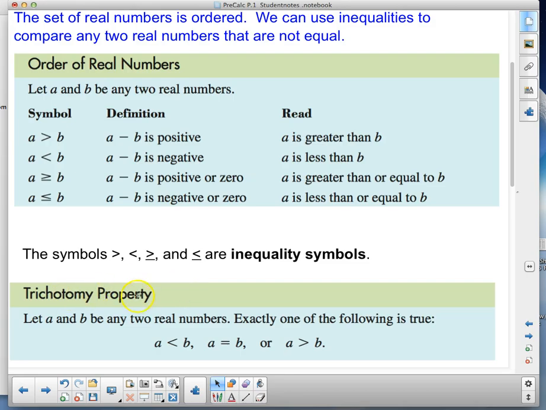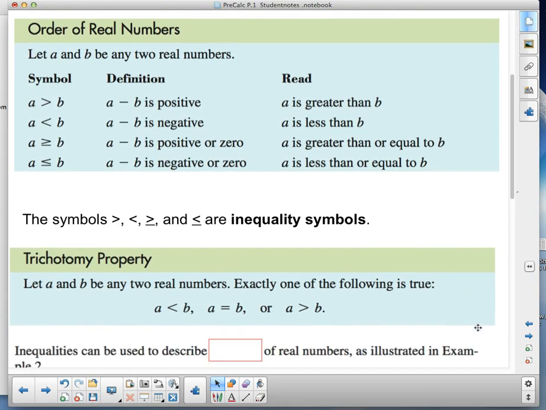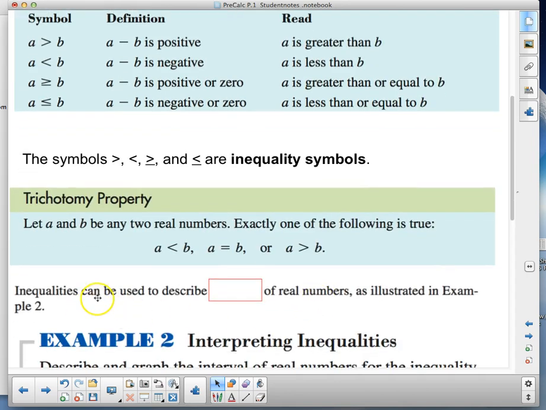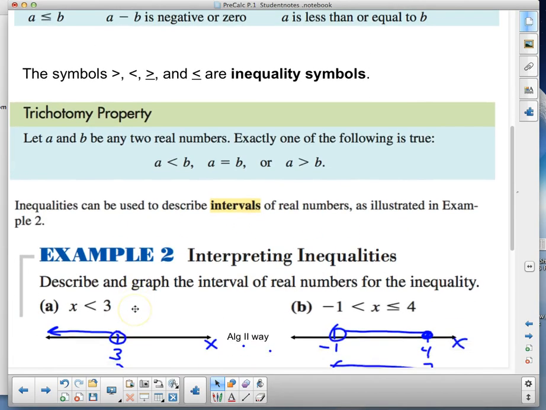Now the trichotomy property, let A and B be any two real numbers. Exactly one of the following is true. Okay, A is less than B, or A and B are the same value, or A is greater than B. Inequalities can be used to describe intervals of real numbers, as illustrated in the next example.